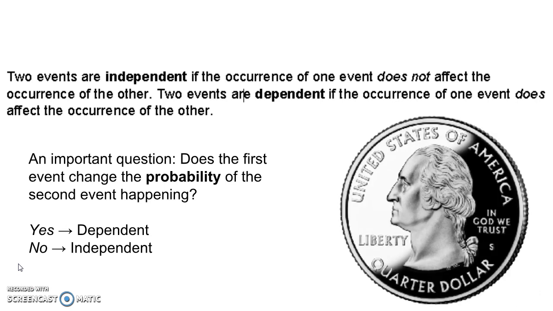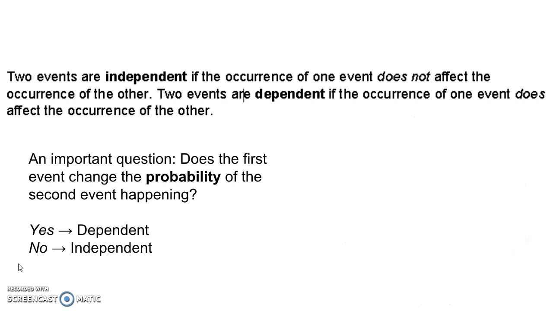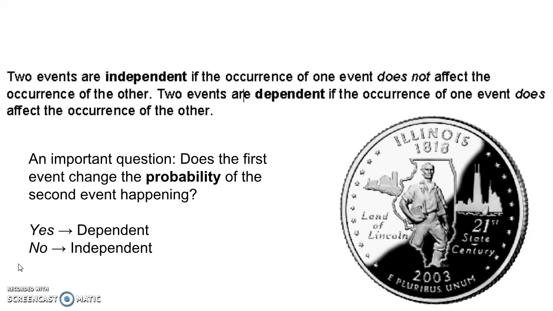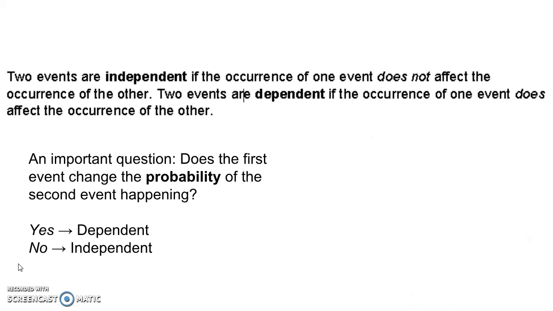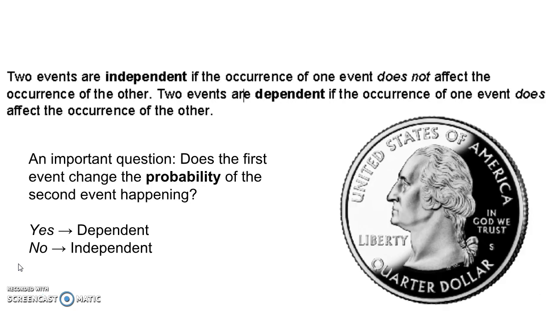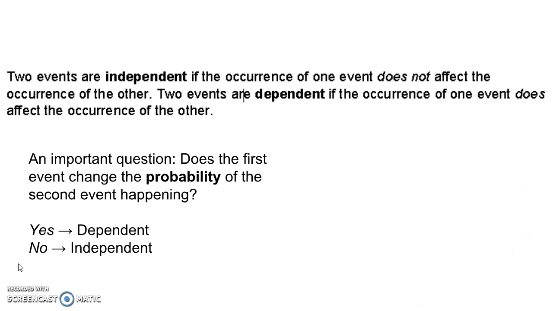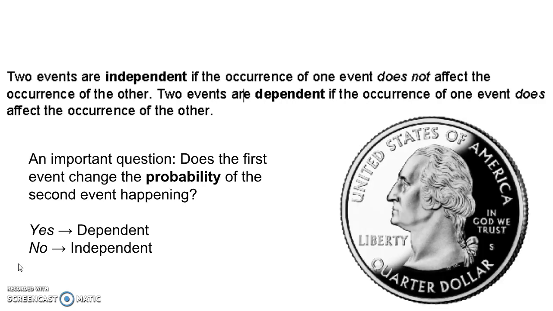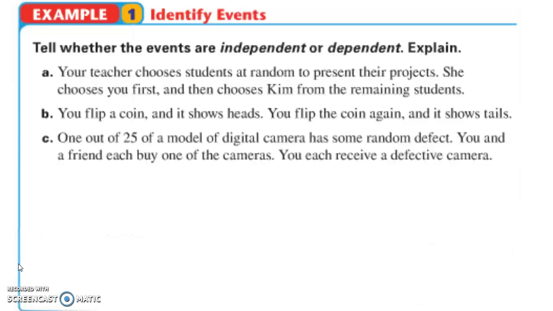So it's important to write this down, maybe in the margin of your notes page. The question you want to ask yourself is, does the first event change the probability of the second event happening? If it does, for instance, if there's fewer items overall outcomes, then that would be a case of a dependent event. If the first event does not change the probability of the second, then the events are independent. So let's look at a couple of examples.